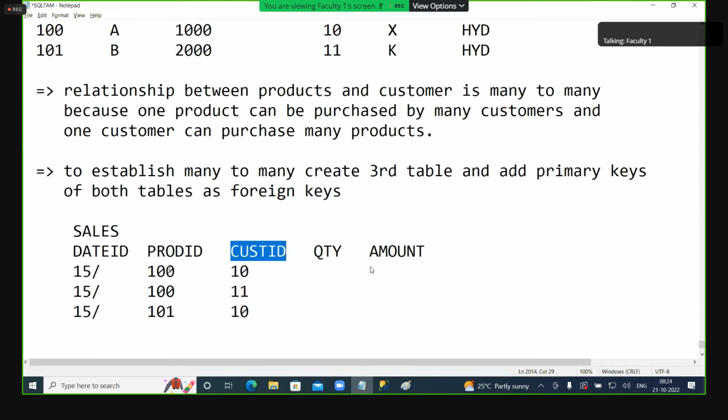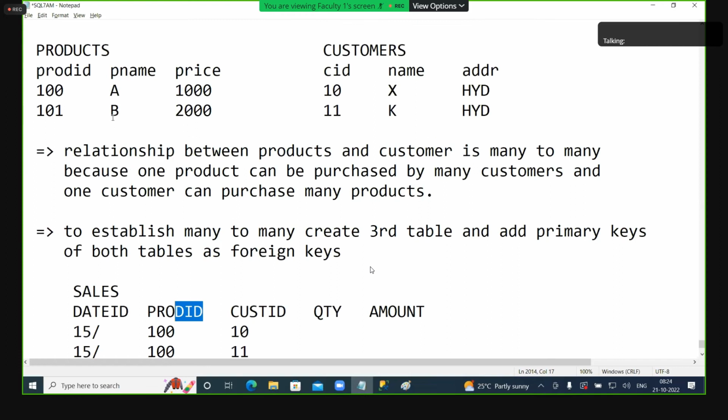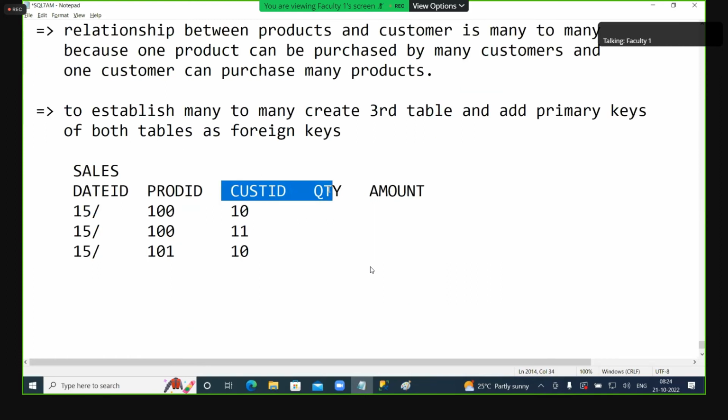Understood? So this foreign key refers to the product table, product ID. And this customer ID refers to the customer table, customer ID. So here, how many foreign keys are there? Two foreign keys. That's all.